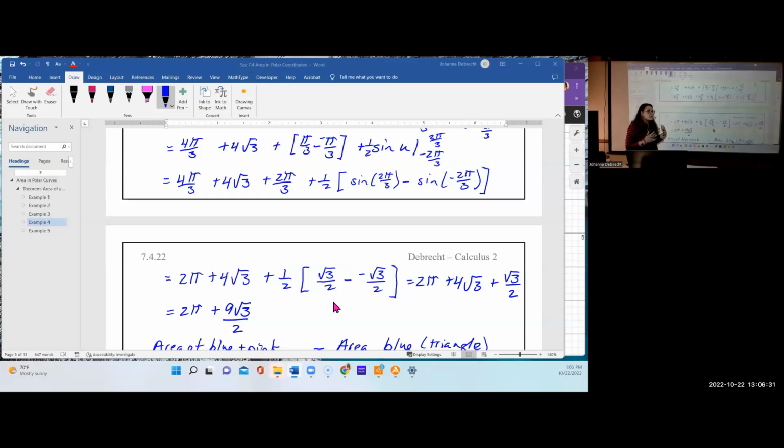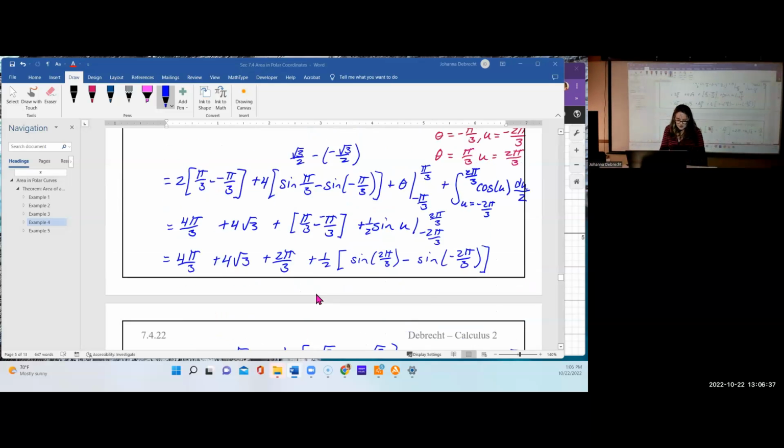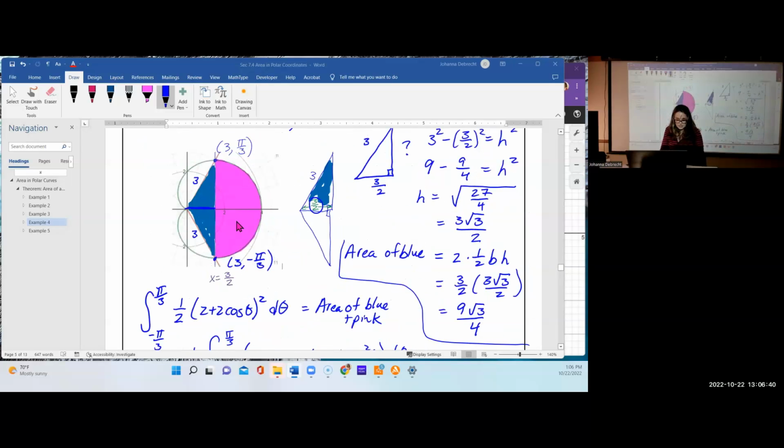Now, this represents the area of both the blue triangle and the pink region. So let's go back up here again and remind ourselves why we get both. When you do the area of a polar curve, it sweeps out the region all the way back to the pole. So you're getting this blue in addition to the pink. We only want the pink. So what we did was we computed the area of the blue by using the triangle. And we found that the area of the blue, when we doubled it, we got 9 square roots of 3 over 4. So we want to subtract that from the area we found for both the blue and the pink.